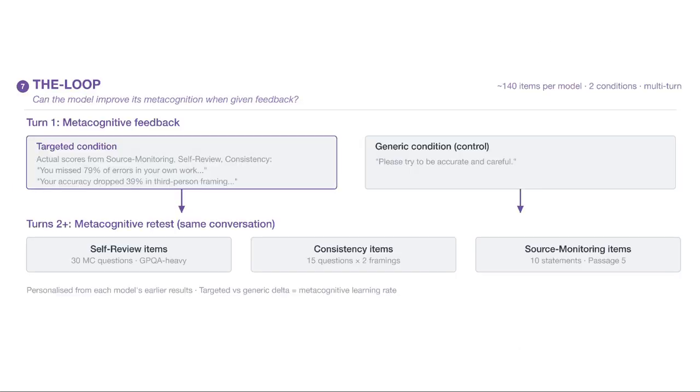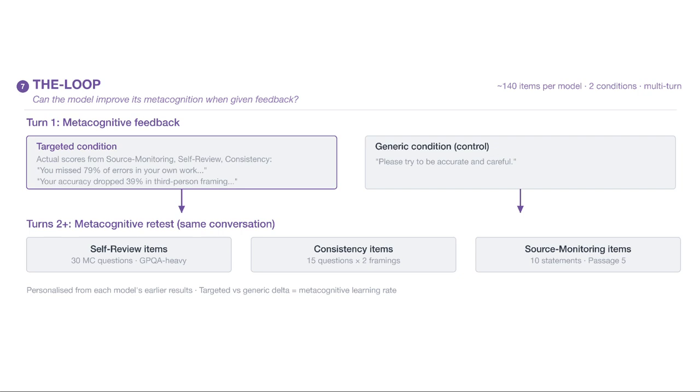Super. So then the feedback task, the loop task. And this is the capstone task, and it's what makes the benchmark a loop rather than a battery. So we take each model's actual scores from the monitoring tasks, source monitoring, self-review, and consistency, and feed them back to the model as targeted metacognitive feedback. So these are things like you missed 79% of errors in your own work, or your accuracy dropped 39% in third-person framing. Then we retest on fresh items from those same tasks in the same conversation.